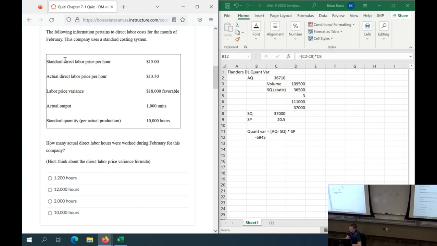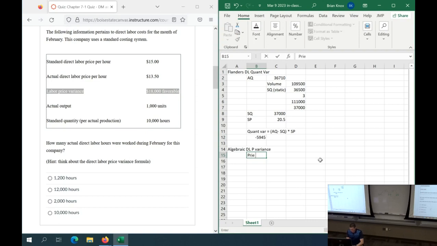Okay, so let's look at the information here. We need to know actual direct labor hours worked. So we know an actual quantity here. I bet we'll have to do something with the price variance equation and pull out the actual quantity from there. Yeah, we're given the price variance. We're given the variance at the end of the calculation. This is the algebraic direct labor price variance question, or at least one of them.